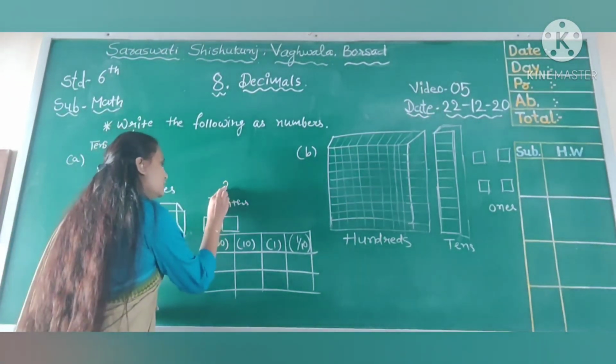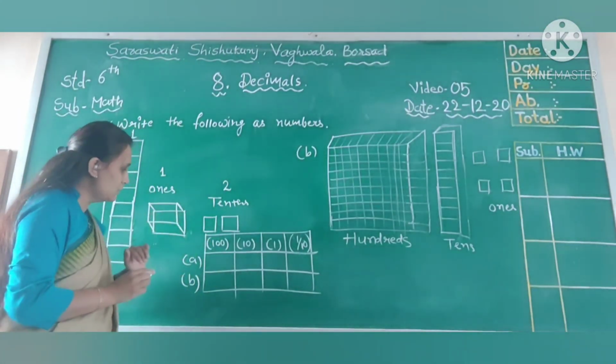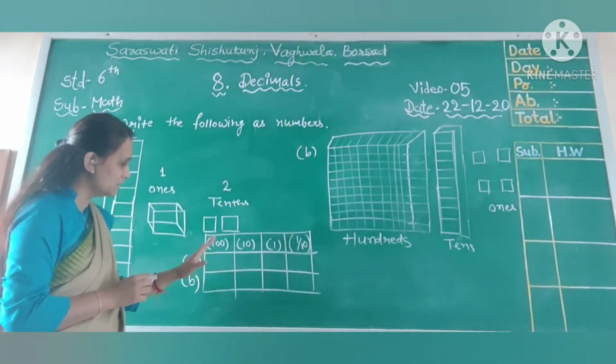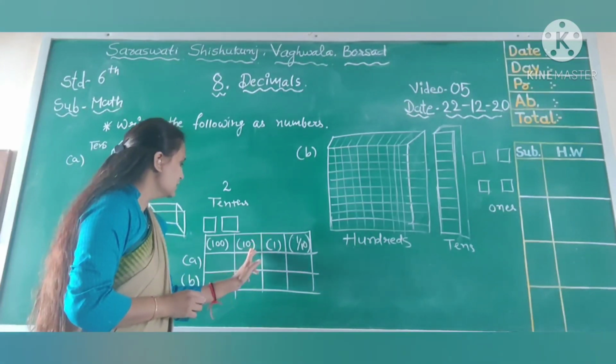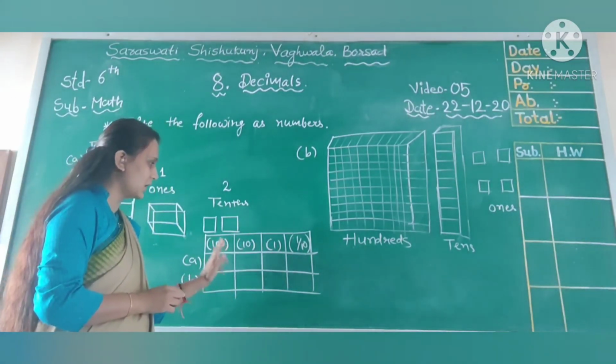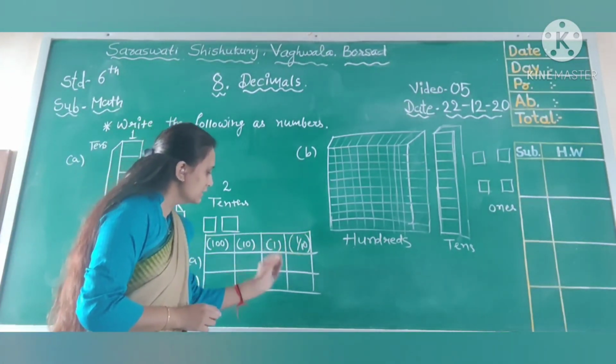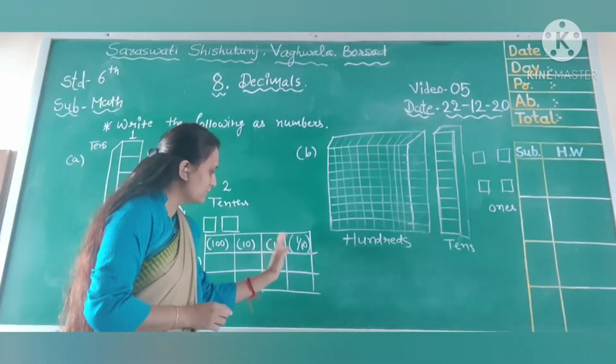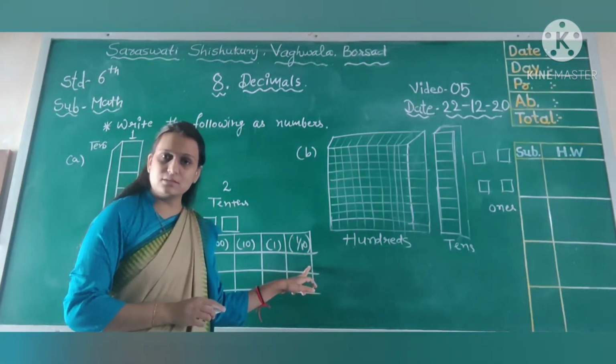Okay, so here 2 blocks are given. So now we have given one table here. You can see that this is ones place, 10th place, 100th place. Okay, now after ones there is decimal point. So after decimal, 1 upon 10th place is there.